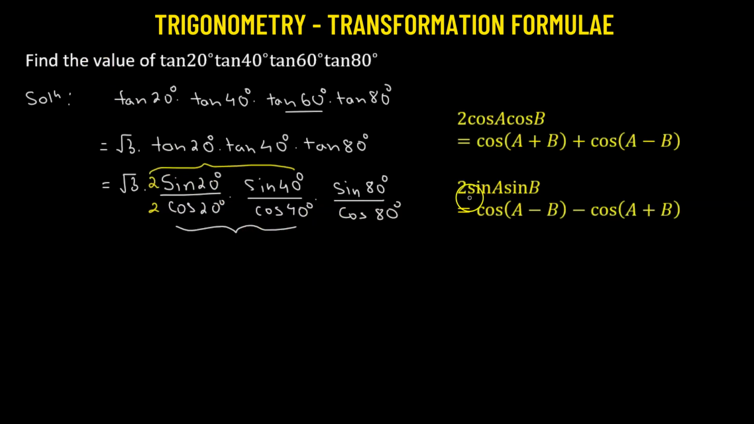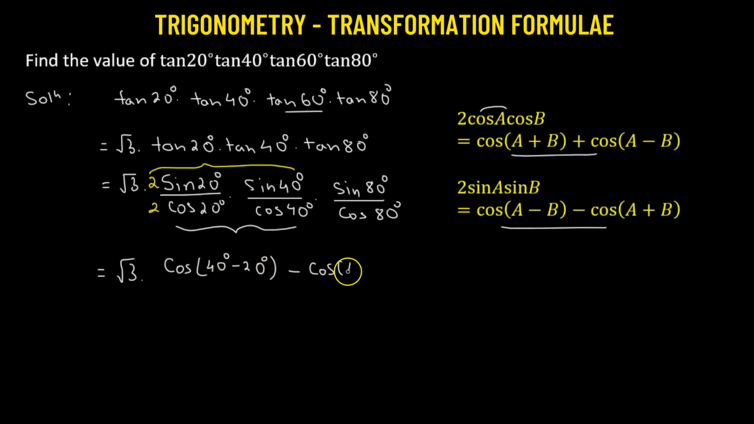So we can see here that if we have 2 times sine A sine B, this is the difference of two cosine functions, and if we have the product of two cosine functions, then we get the sum of two cosine functions. Okay, so let's try to apply this formula. So we have square root of 3. The 2 times sine 20 times sine 40 can be expressed as cosine of, we'll consider A to be greater than B, such that A corresponds to 40 degrees and B corresponds to 20 degrees. So we get cosine of 40 degrees minus 20 degrees minus cosine of 40 degrees plus 20 degrees.